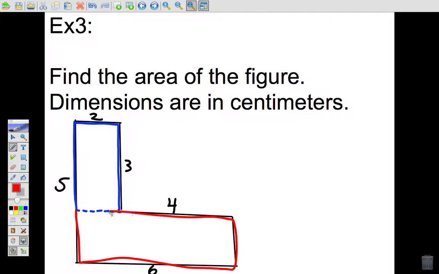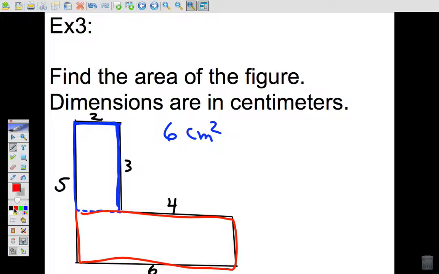So I have two rectangles. Now I'll find the area of each rectangle and then add the two parts together. So in the blue rectangle, it's 2 by 3. So in the blue rectangle, it's 6. It's 6 centimeters squared. Now how about the red rectangle?